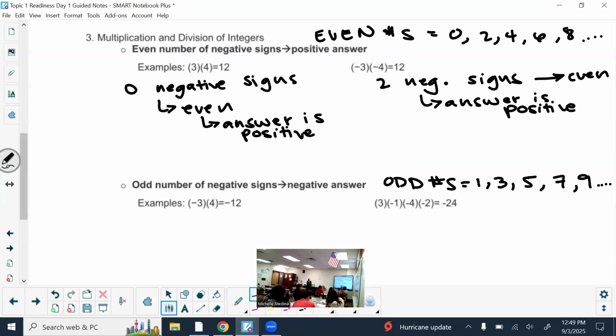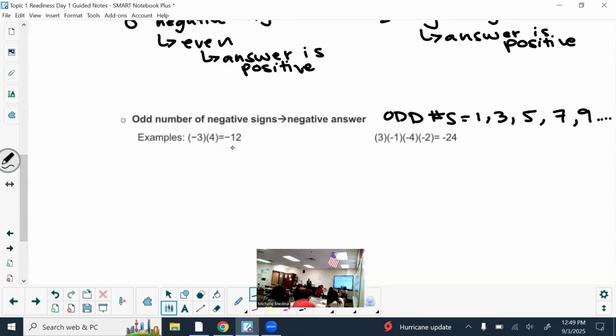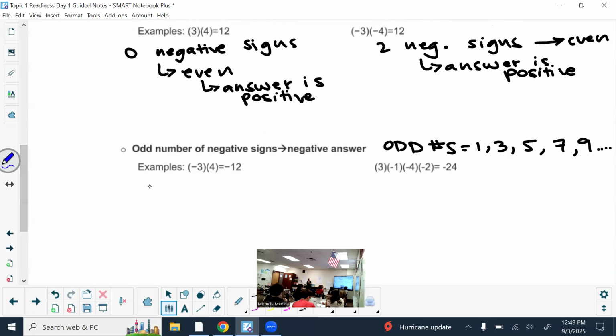Down here, let's see. Devon, how many negative signs do I have in this first one? Just look at the left side. This one has the answer showing, but you need to count how many negative signs you have. So I have one negative sign.